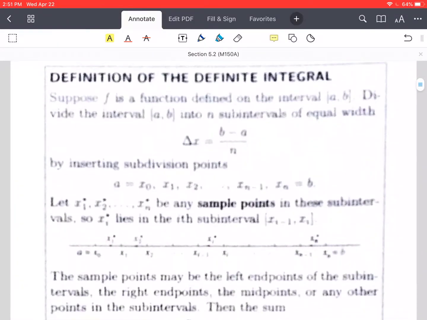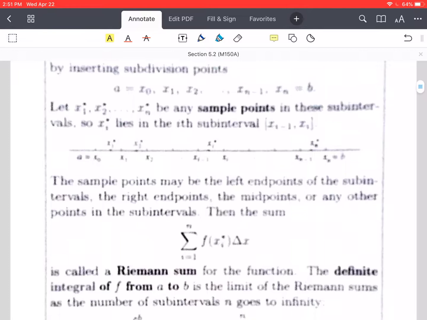Here again, apologies for the blurry page, but suppose f is a function defined on the interval [a, b]. Divide the interval into n subintervals of equal width. So here's our delta x definition: delta x is (b minus a) over n. And then we use the subdivision points x0, x1, all the way up to xn. And then they talk about using a sample point, so kind of like using the midpoints. But it might be left endpoints, right endpoints, midpoints, or any point that gets our approximation as close as possible to the actual area.